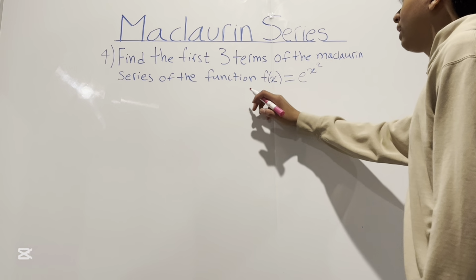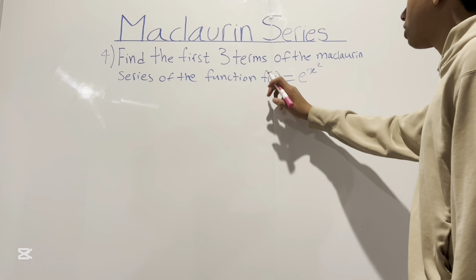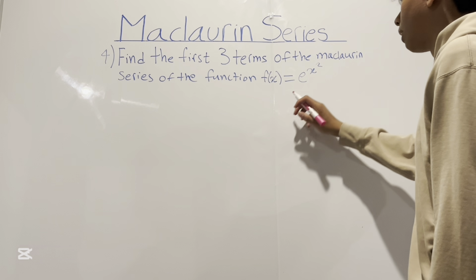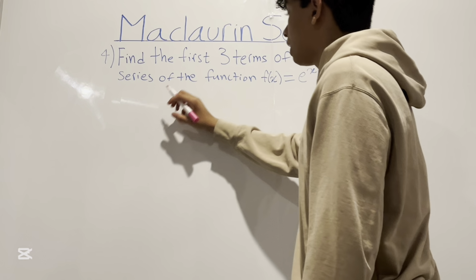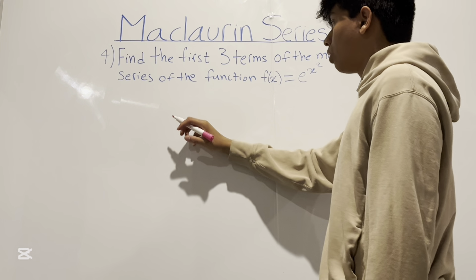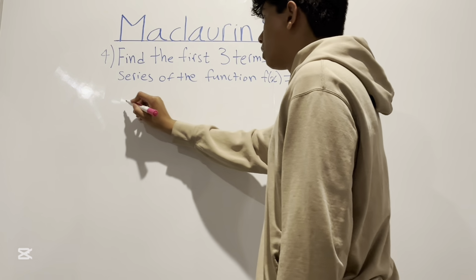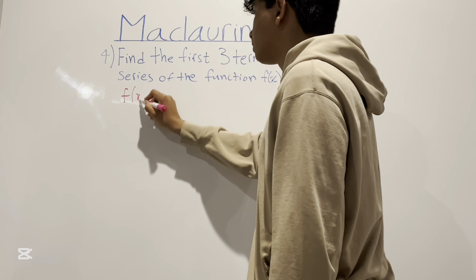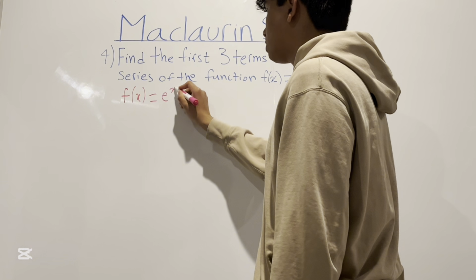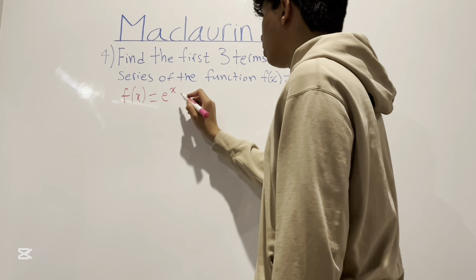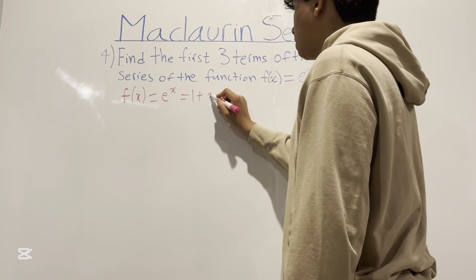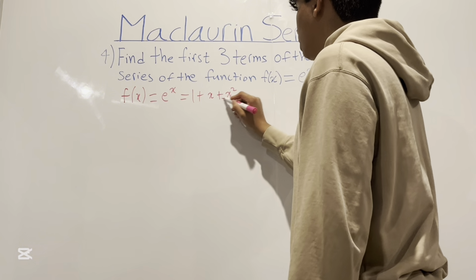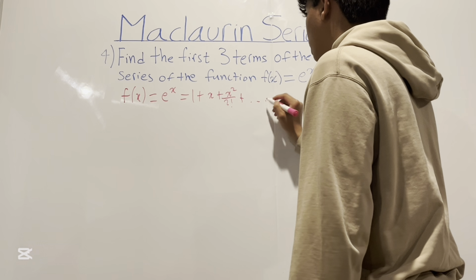Question 4, we have, find the first three terms of the Maclaurin series of the function f of x equals e to the x squared. So we're going to use the same method that we used for question 3. So we're not going to find the derivatives at all. So f of x equals e to the x. And all we have to do, first, we know that e to the x is 1 plus x plus x squared over 2 factorial, and so on.